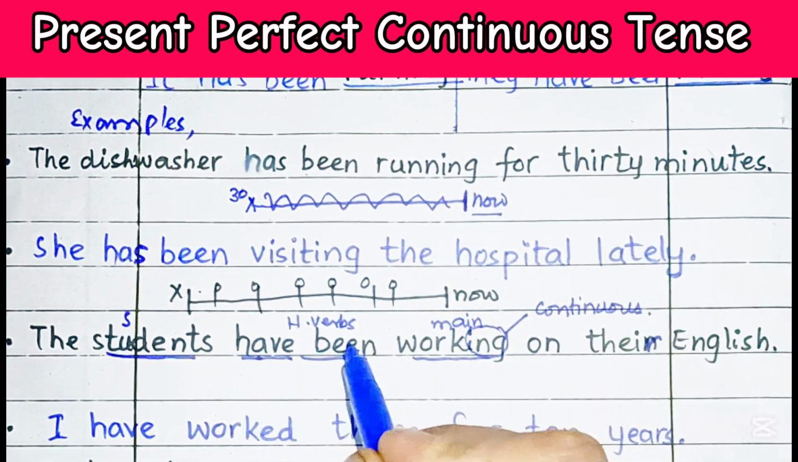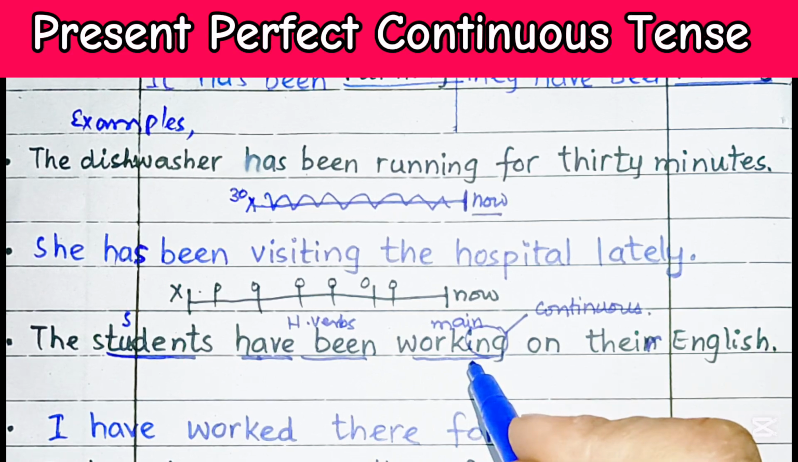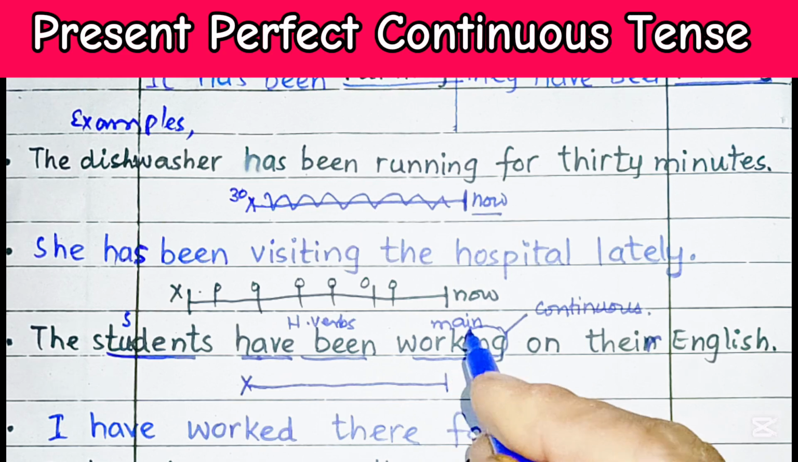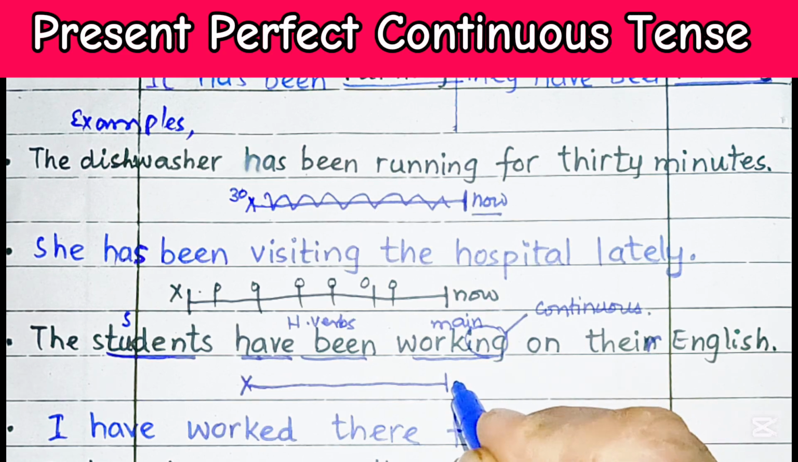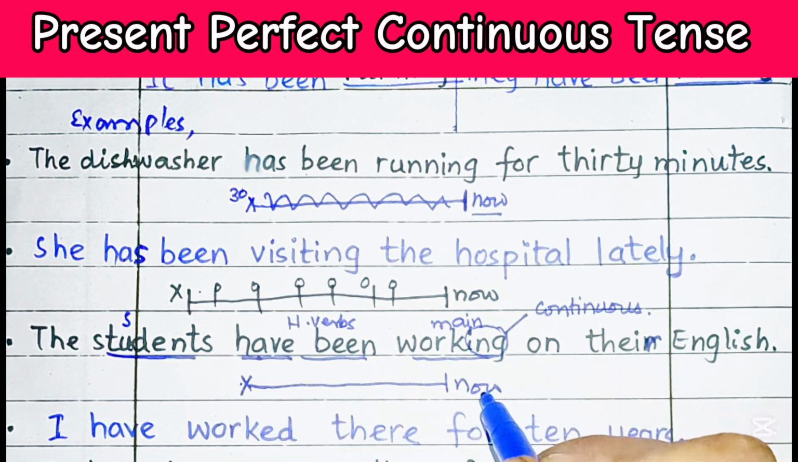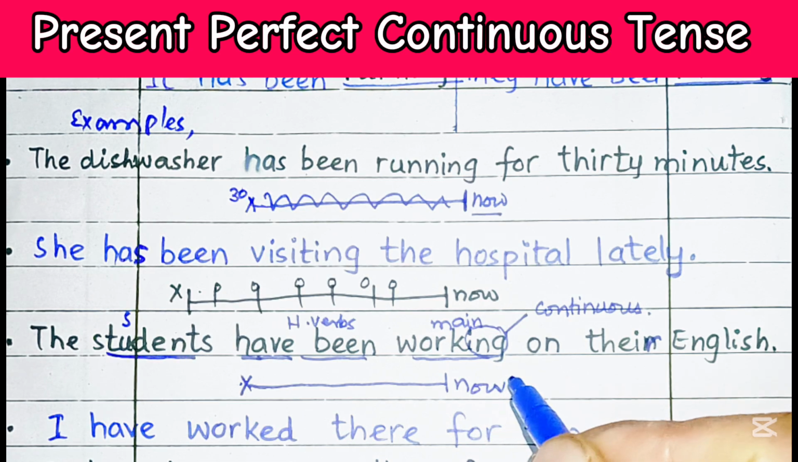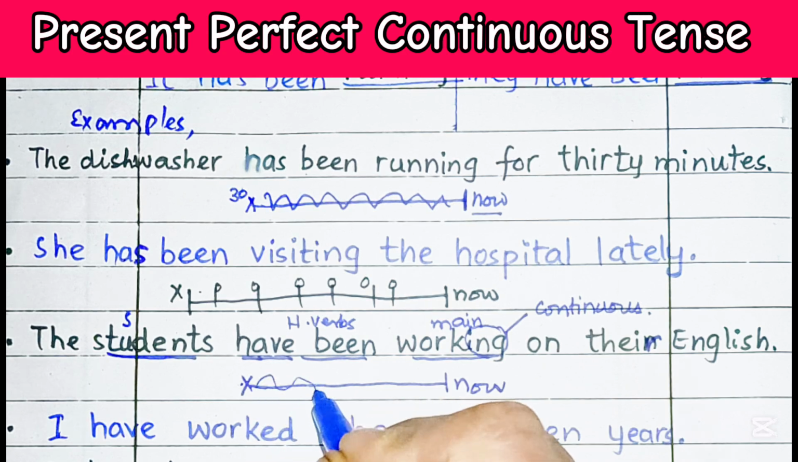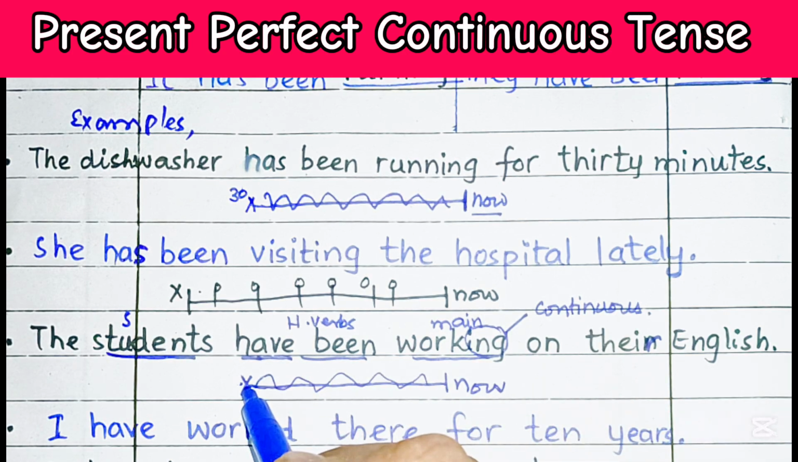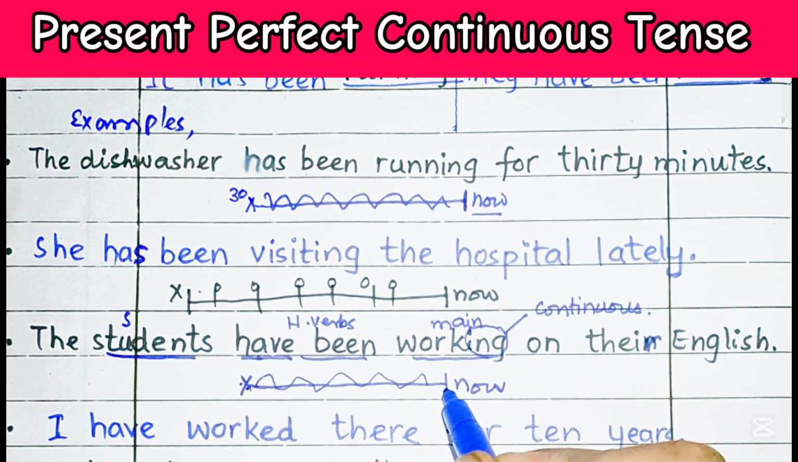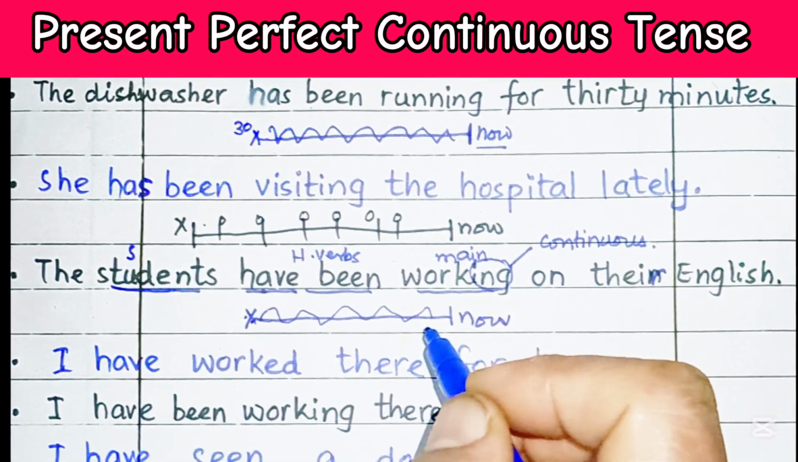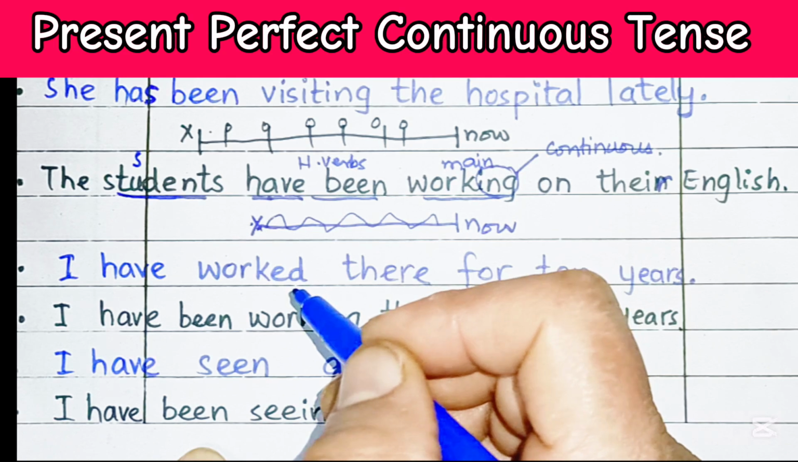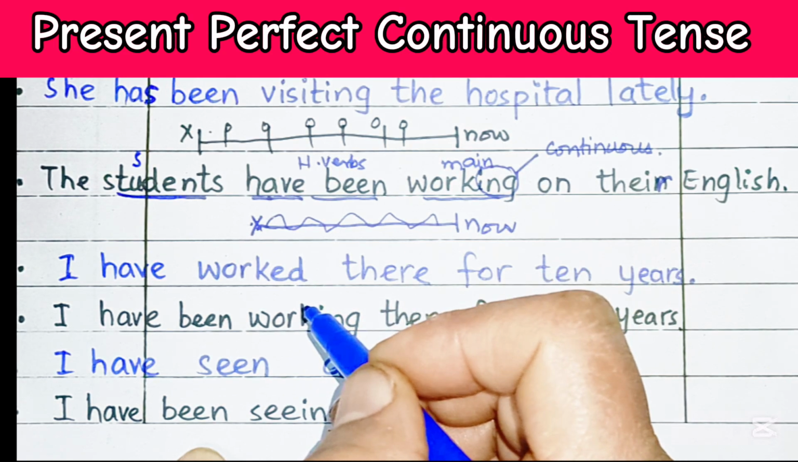So as I said, this is continuous and the activity is continuous. It started in the past over here, and we know that from this time to this time, that is now, between the past time and now, it hasn't stopped. There is no stoppage. So from this time in the past up to this point now, it hasn't stopped. So let's compare the present perfect tense to the present perfect continuous tense.